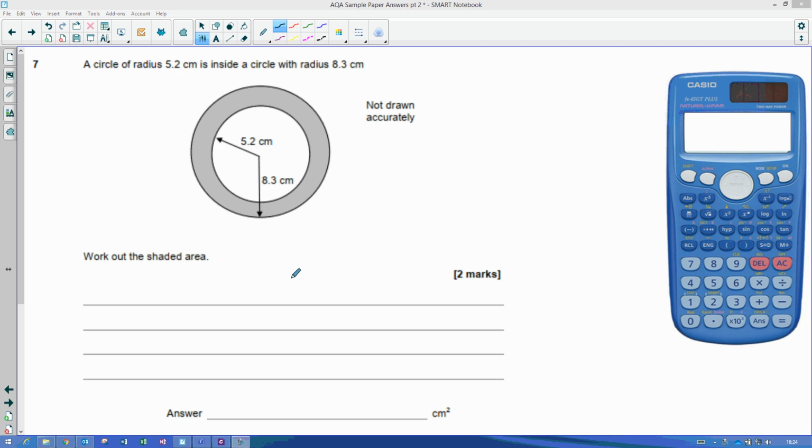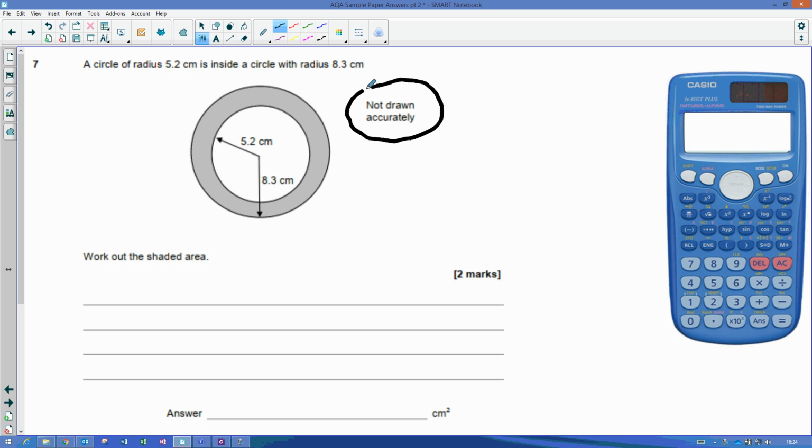AQA Level 2 Sample Paper, Calculator section, question 7. A circle of radius 5.2 centimeters is inside a circle with a radius of 8.3 centimeters. We've got a picture and we've got this phrase, "not drawn accurately."